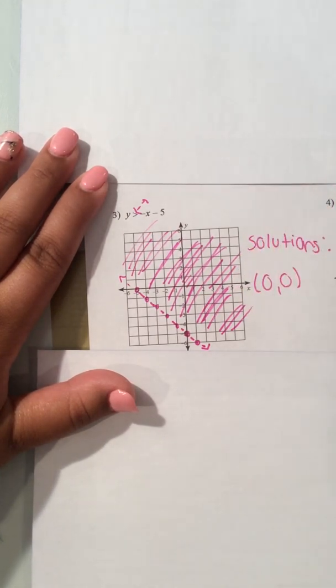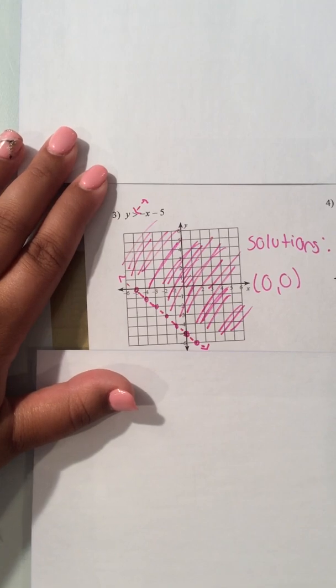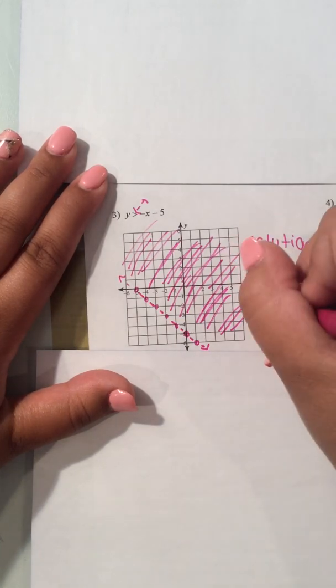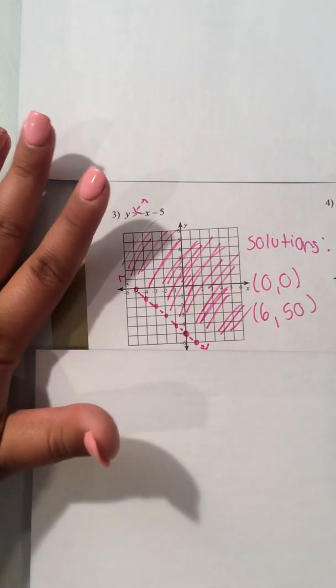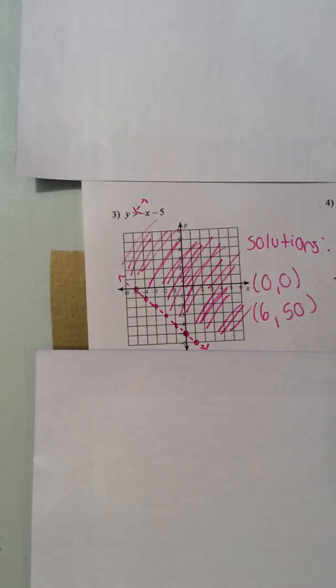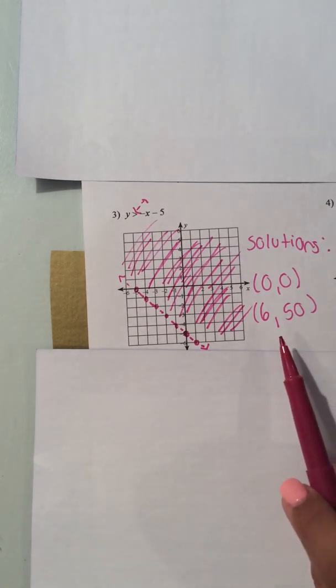So I'm going to pick (0, 0). Anything on this line does not work because it is dotted. It does not include the line. So I pick (0, 0). Let's do (6, 50). That would work because it's in that shaded region. Remember, these arrows mean it goes on forever. So anything within there, even if it's a crazy point like this, (6, 50) does indeed work.